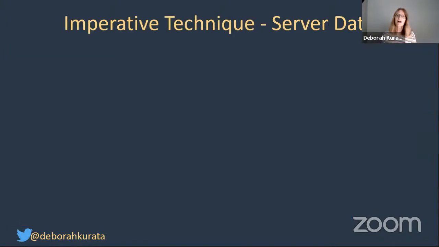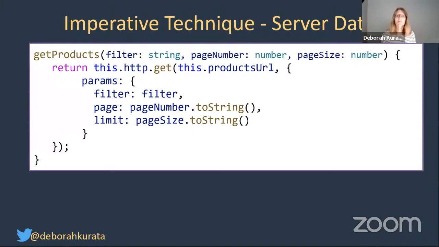All right, a more common approach when you have lots of data is to get the data from the server. So we would instead, using an imperative technique, have a get products method and pass in the filter, the page number, and the page size, do an HTTP get, and get our data that way. Well, how the heck are we going to possibly do this with the declarative approach? How are we going to pass in these values that we need for our HTTP request?